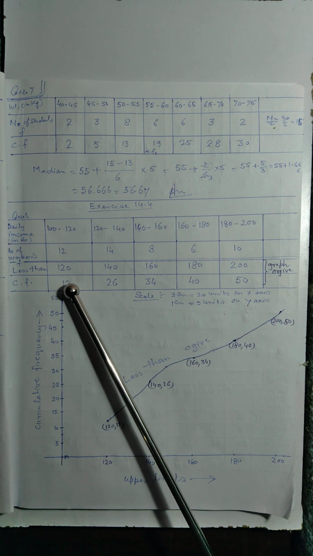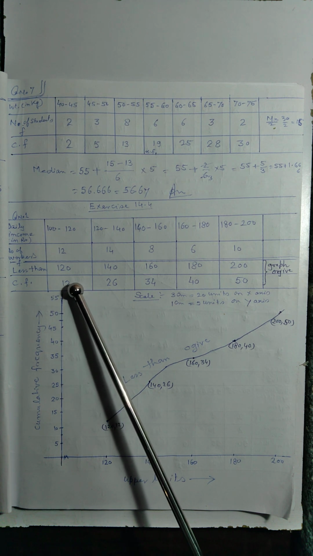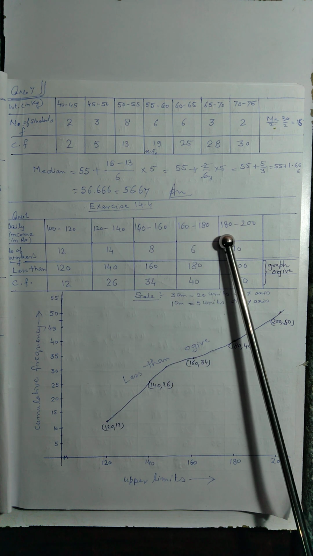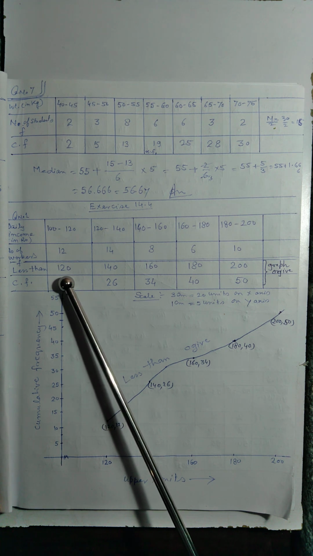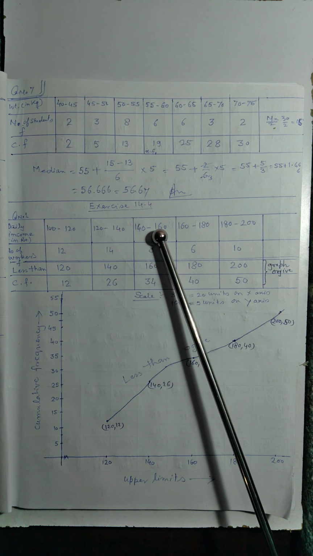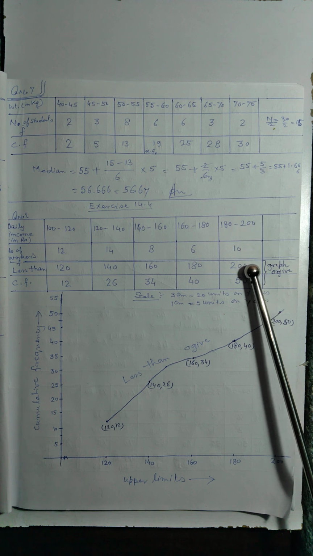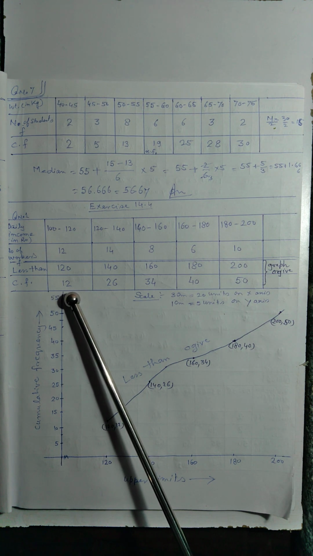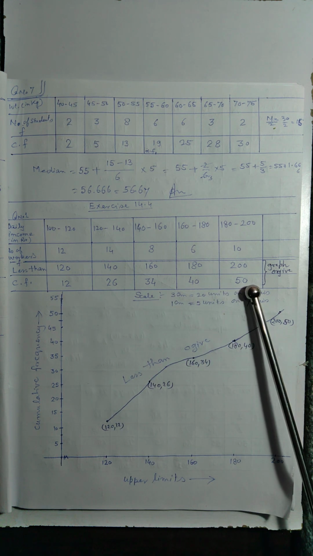Now in the case of less than, we take the upper limit of this class. You see, upper limit is 120. I have written here, less than के लिए 120, 140, 160, 180, 200. So the frequency is now cumulative frequency here, that is 12, 26, 34, 40, 50.